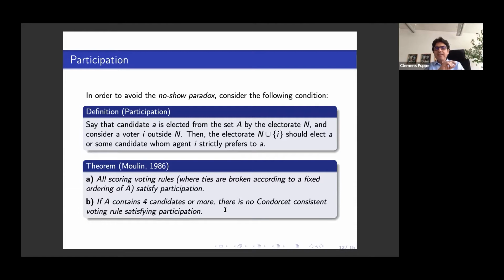And of course, these examples are all constructed in such a way that if a voter participates, then either there is a Condorcet winner now, or there is no Condorcet winner, and before there was a Condorcet winner. So it's always this switching between the situation where Condorcet winners exist and don't exist that makes these paradoxes.